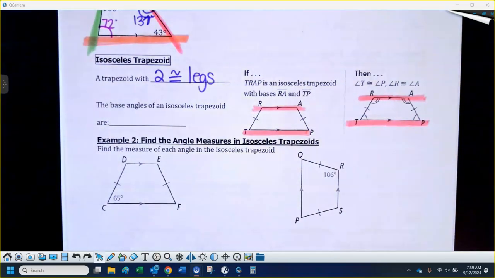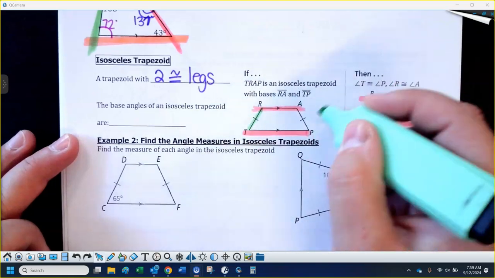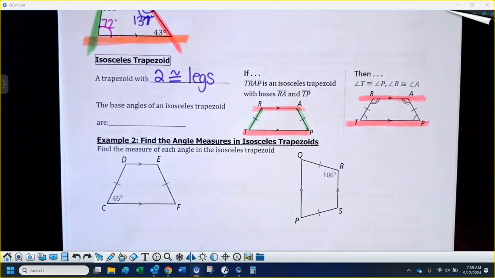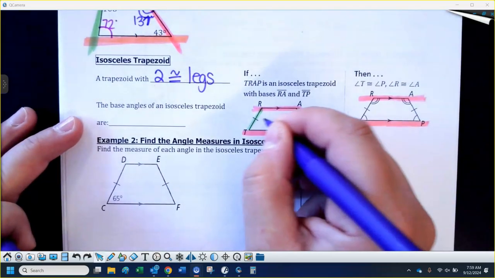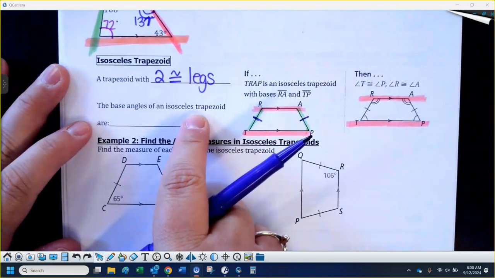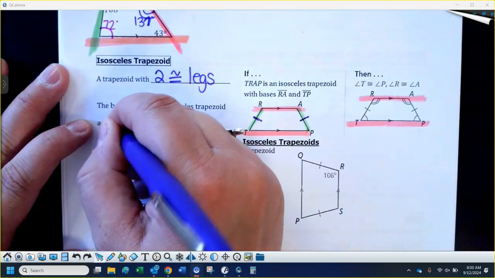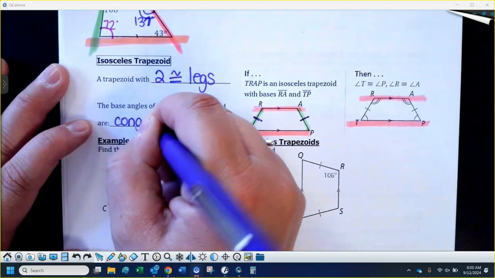Okay, now the two legs, if you look at the legs, different from the one I have above, the two legs on this trapezoid are marked as being congruent. That's that little single hash mark. So T to R and P to A, those segments are equal. If you have that, it does have a special property, and that's that the base angles of an isosceles trapezoid are going to be congruent.